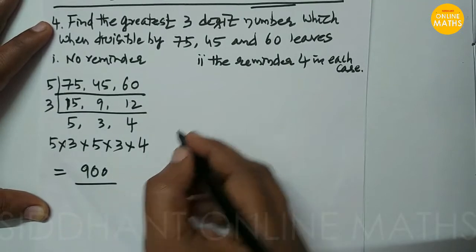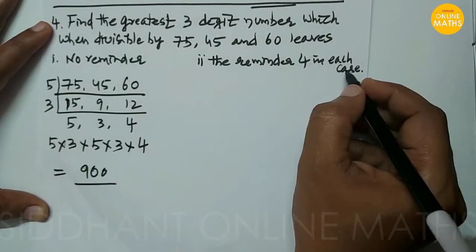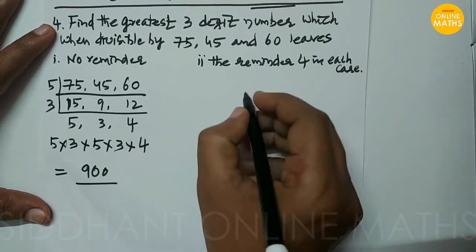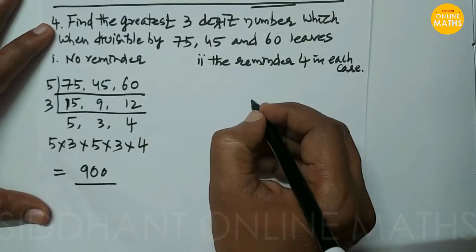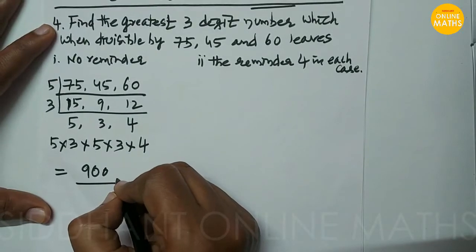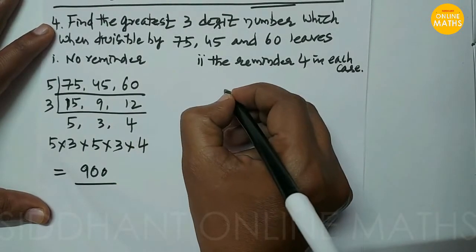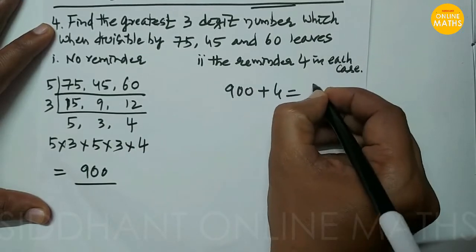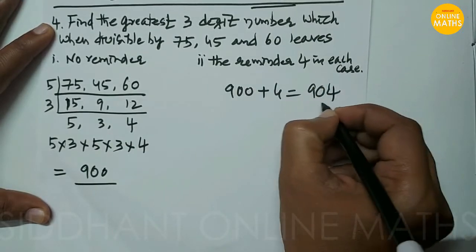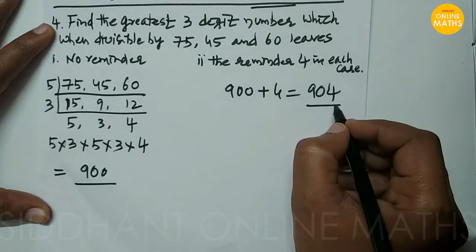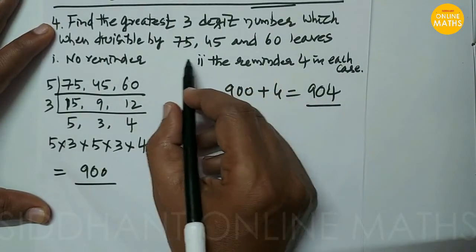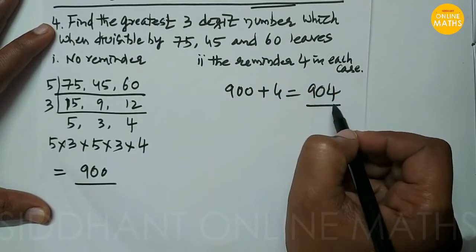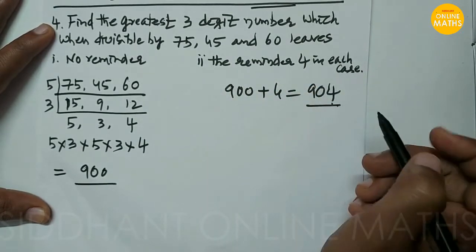And the second question, the remainder 4 in each case. So when you want the remainder, then we are going to add plus 4 to the number here. So here 900 plus 4, you get the number 904. So this is the number which, when you divide by 75, 45 and 60, gives a remainder 4 in each case.